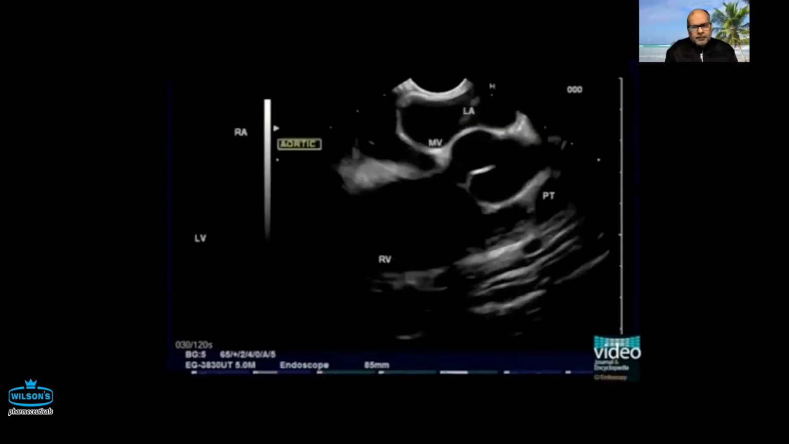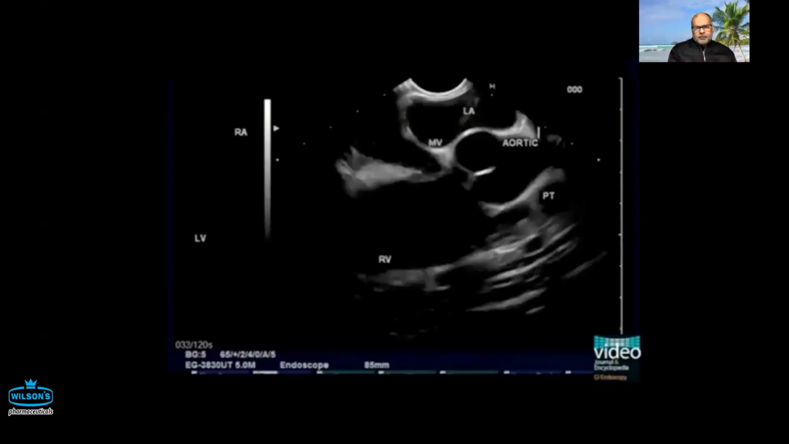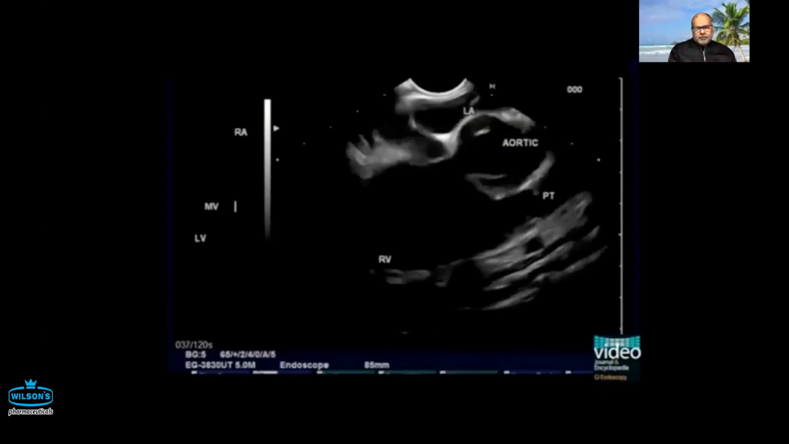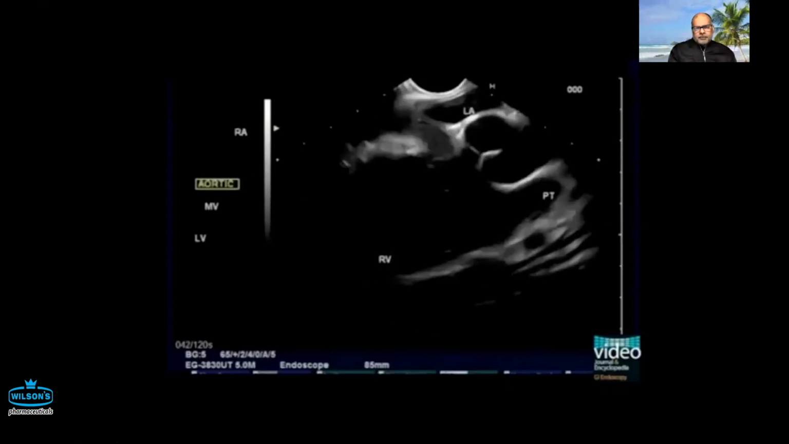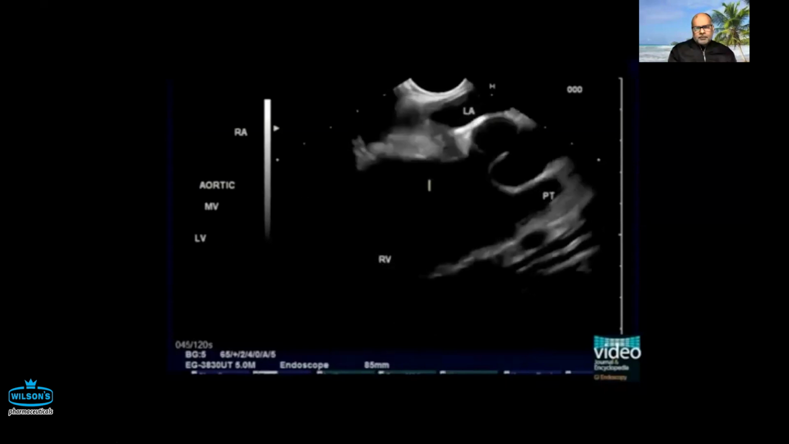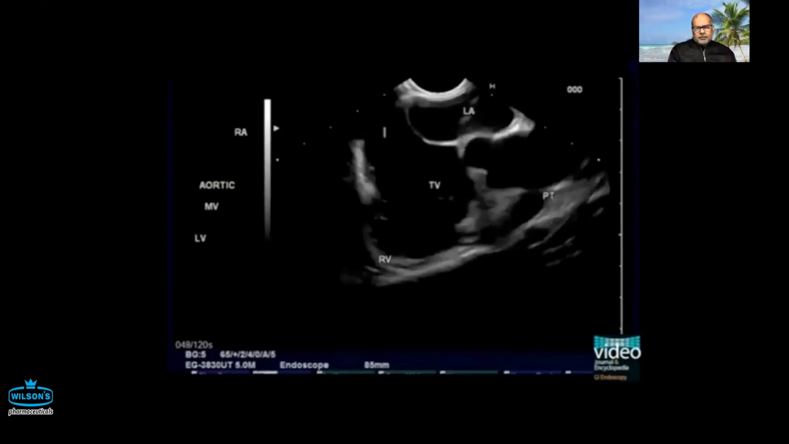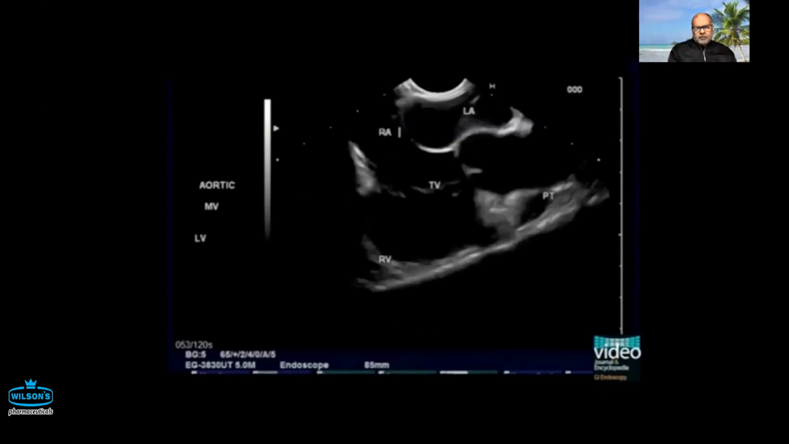From the left atrium, the left ventricular outflow tract, and from the pulmonary artery, the right ventricular outflow tract can be followed. The superior vena cava and inferior vena cava can be seen joining in the right atrium, from where they flow into the right ventricle through the tricuspid valve. The pulmonary trunk can be seen taking origin from the right ventricle.